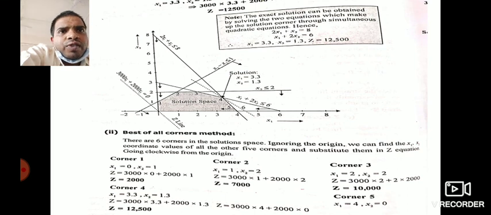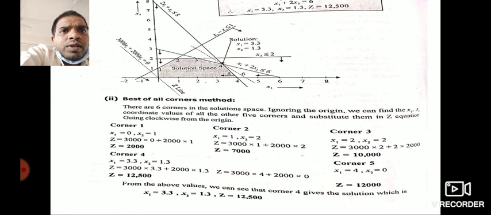Suppose you choose the best of all corners method: corner 1 gives Z equals 2000, corner 2 gives Z equals 7000, corner 3 gives Z equals 10,000, corner 4 gives Z equals 12,500, corner 5 gives Z equals 12,000. Among these values, which one is the maximum? That is 12,500, which is corner 4. The Z equation method also gives corner 4 for the x1 and x2 values. The best of all corners method also says corner 4.